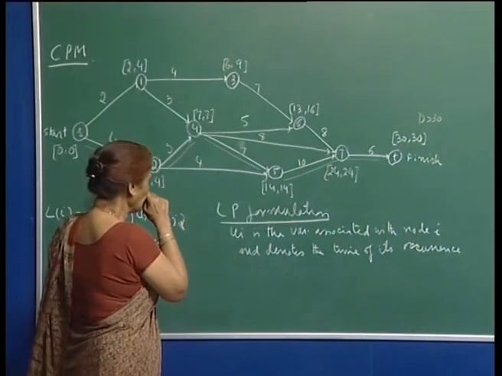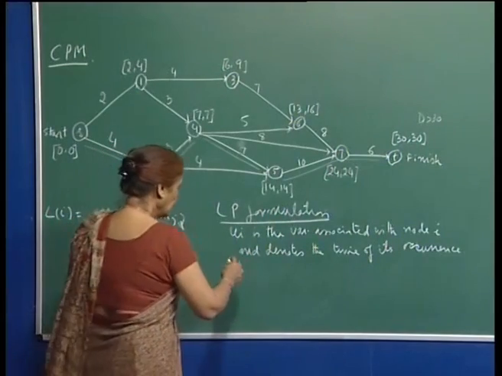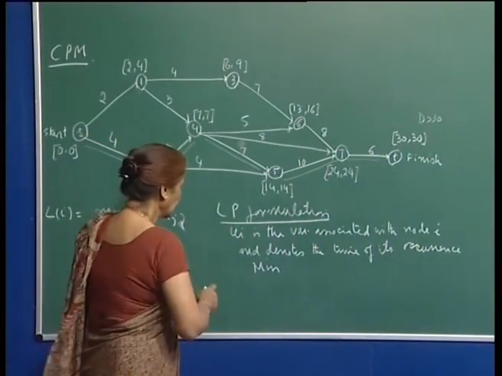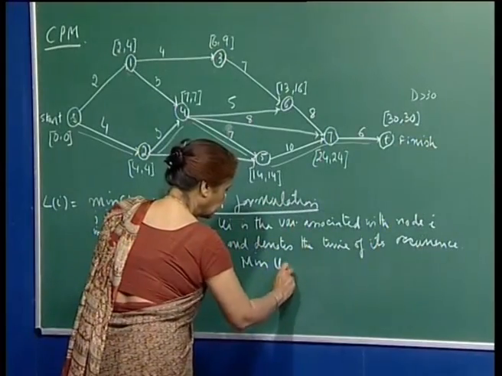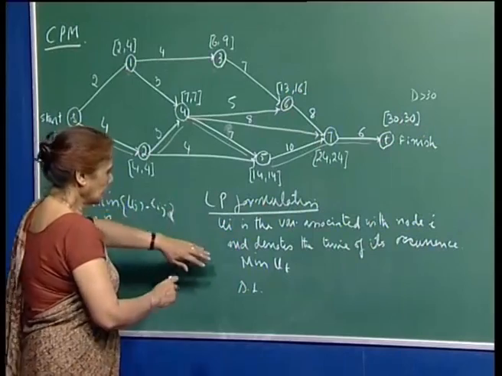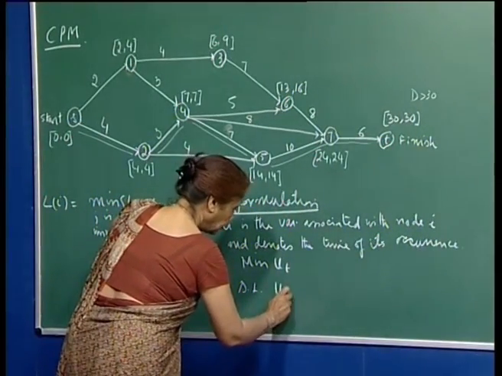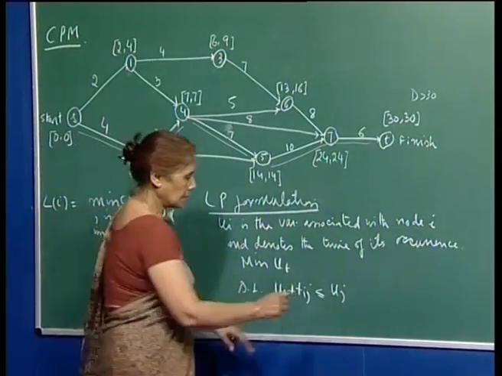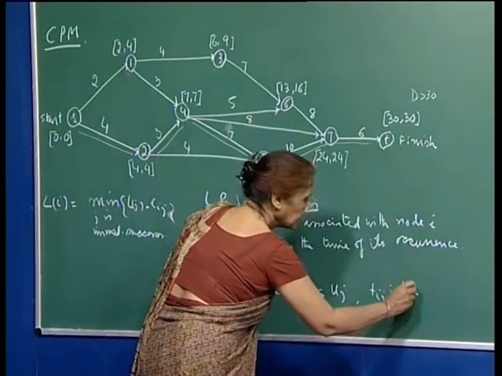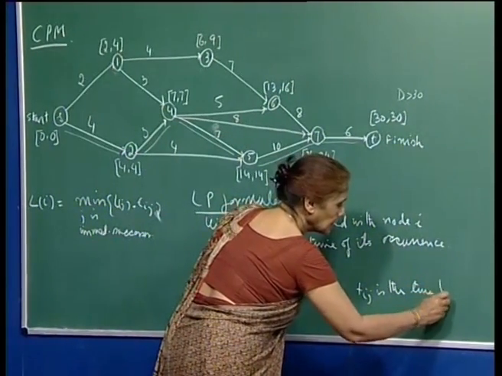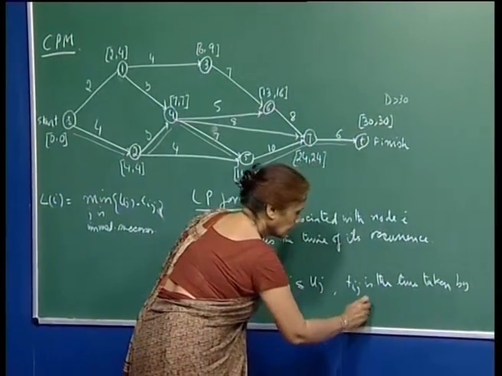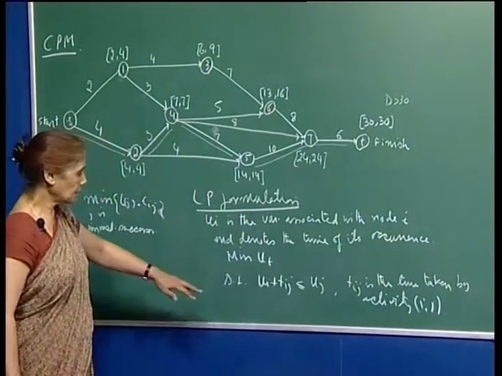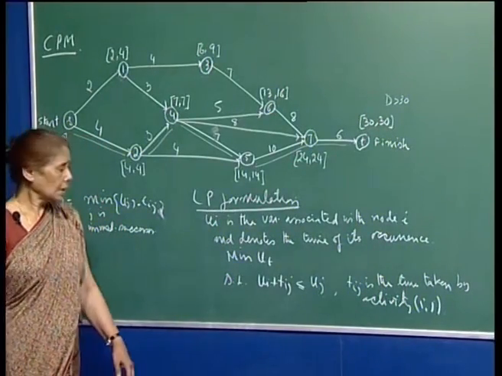So, what do you want to find out? Let us say, because Us we will always take as 0, you want to minimize Ut subject to Ui plus Tij less than or equal to Uj, where Tij is the time taken by activity ij, or the job ij, activity, whatever you want to call it. So, here this will take care of this thing.